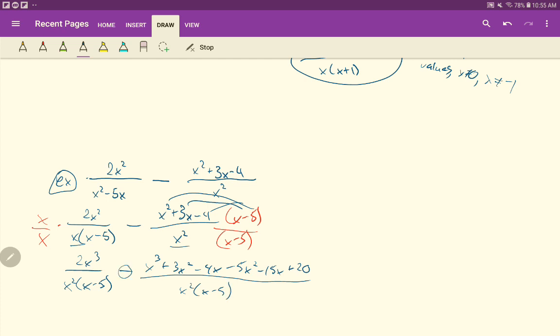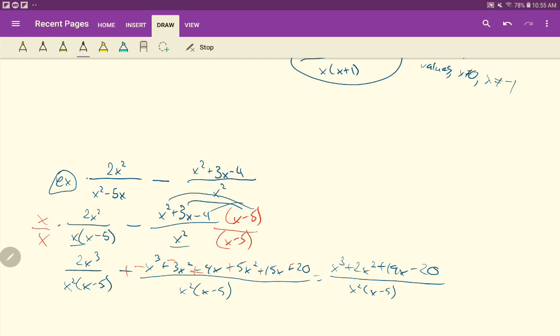Okay, and now we're going to subtract these two things, so that minus sign actually distributes. In fact, I'm just going to change this to add the opposites, and then combine all these like terms together. So we have a negative x cubed, and the 2x cubed becomes just x cubed. And we have a minus 3x squared, but a plus 5x squared, which become plus 2x squared. And the minus 4x, no, it's a plus 4x and a plus 15x. So plus 19x and then minus 20, all over x squared times x minus 5.